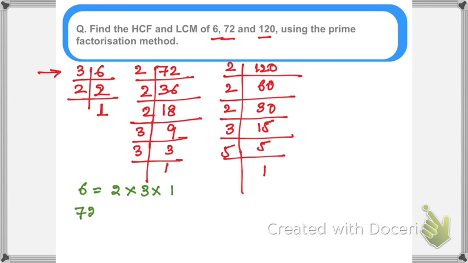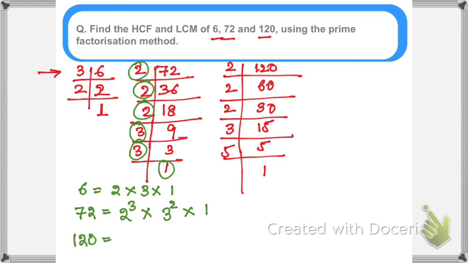72 is equal to 2 to the power 3 into 3 to the power 2 into 1. Okay. And 120 is equal to 2 to the power 3 into 3 into 5 into 1.